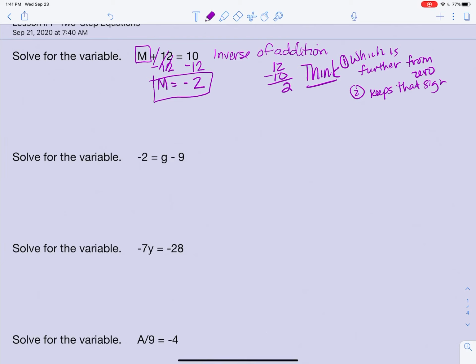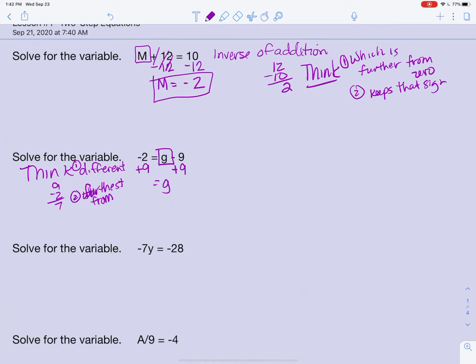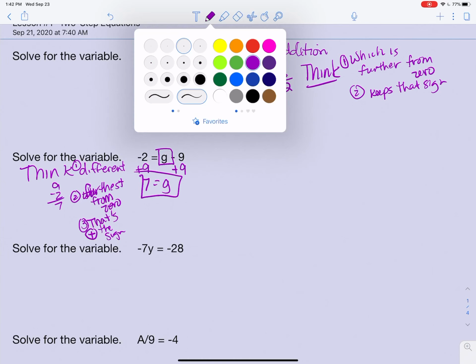Okay, doing the same problem down here, we are going to isolate the variable by moving the constant, which is minus 9. So I'm going to do the opposite, use the inverse, add 9 to both sides. So g then equals, and again, we have that think situation. They are different. So we're going to find the difference, which means we do 9 minus 2, we get 7. Second thing that we think is which is furthest from the 0? And in this case, the one furthest from 0 is positive. So this is positive 7. That's our answer. All right.